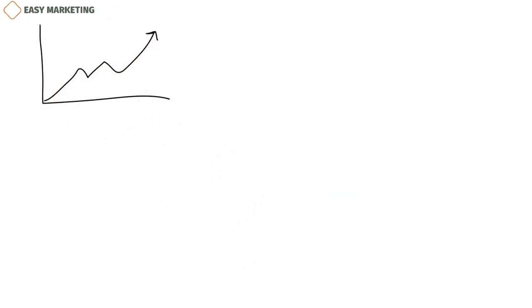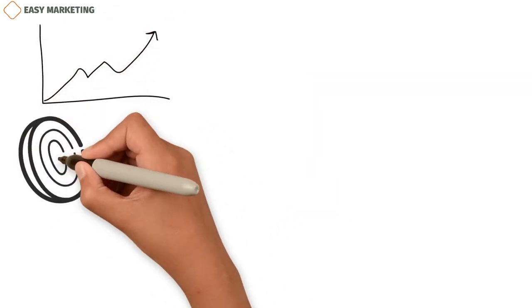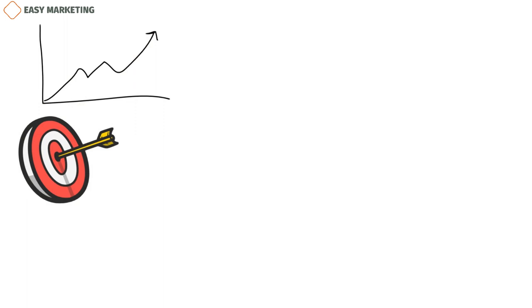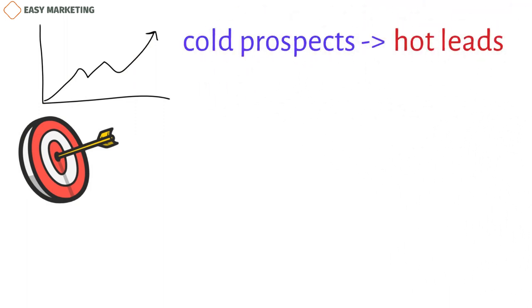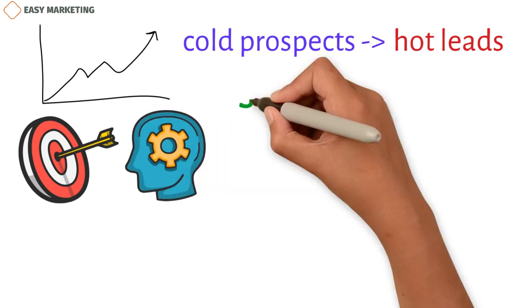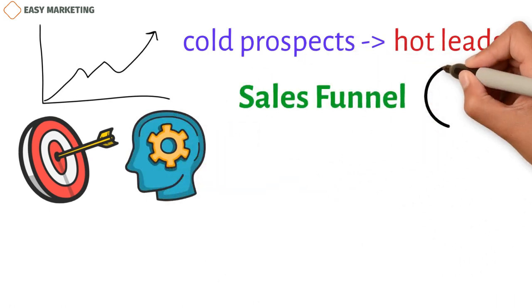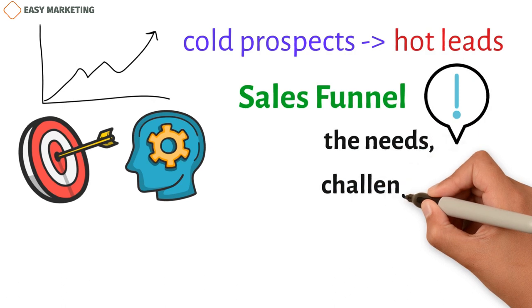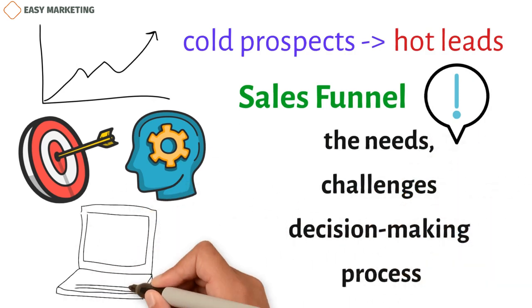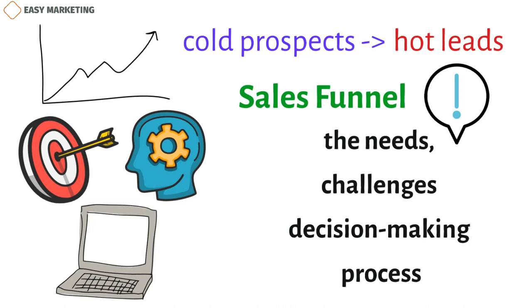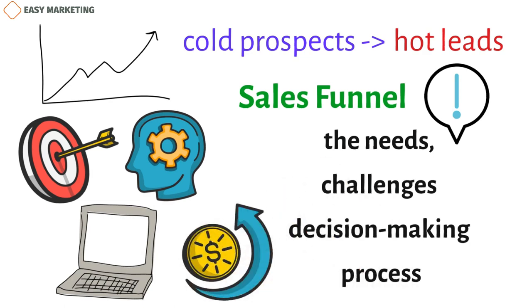Improving the efficiency of the sales funnel should be one of a company's top goals if it wants to turn cold prospects into hot leads and improve sales performance. It makes sense. A good sales funnel gives salespeople important information about the needs, challenges, and decision-making process of their potential customers. Without good software to manage your sales funnel, it's hard to turn leads into sales and increase revenue over time. In this video, you'll learn what a good sales funnel looks like and how to build and run one for your team.